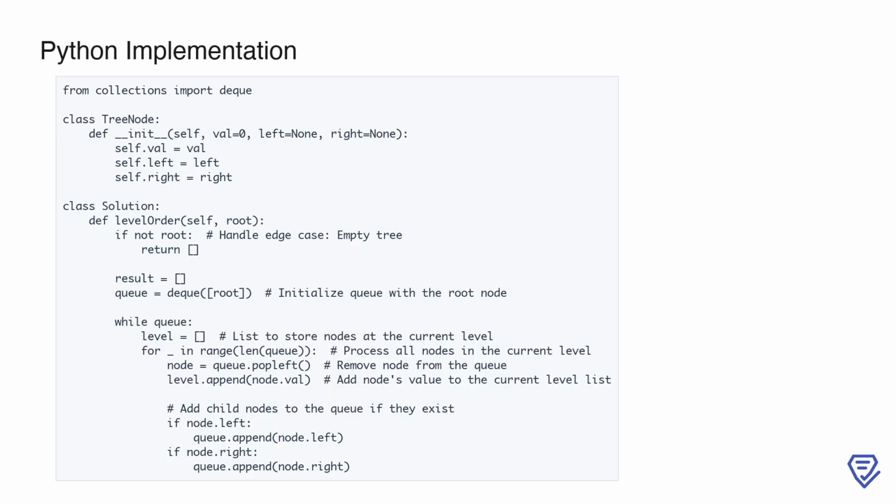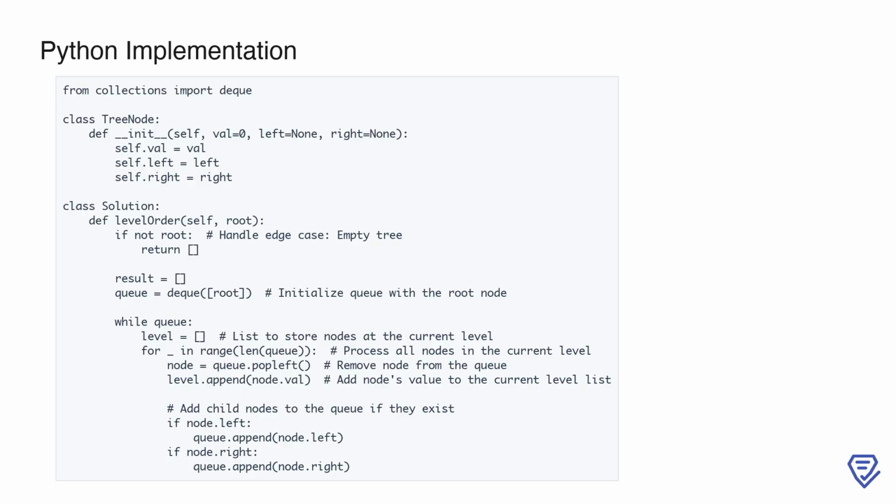To implement the level order traversal in Python, we start by importing the deque class from the collections module. This will help us efficiently manage the queue structure we need for the traversal. Next, we define a TreeNode class to represent each node in the binary tree. Each node has a value, as well as pointers to its left and right children, which default to None if not provided. After that, we define the Solution class, where the levelOrder method will perform the traversal.